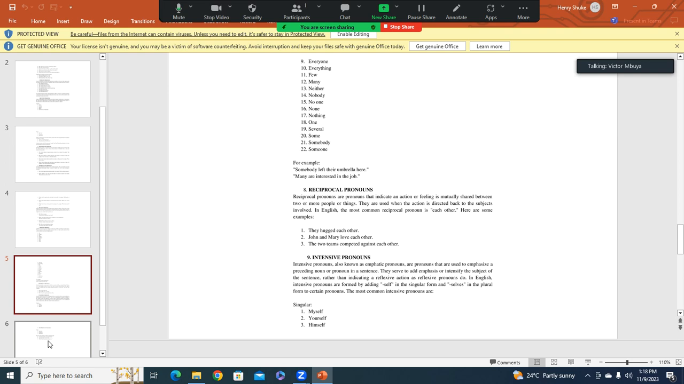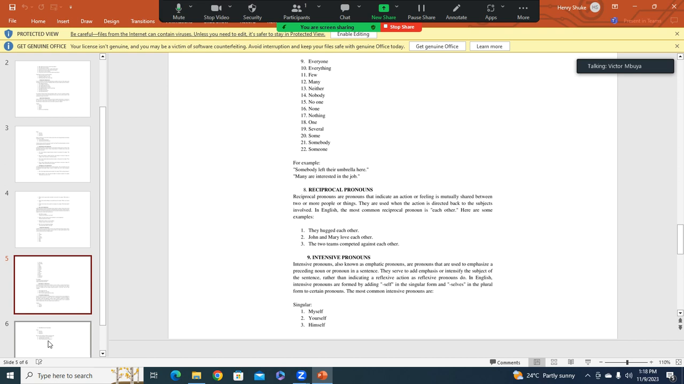Number 8, we have the reciprocal pronouns. So reciprocal pronouns are pronouns that indicate an action or feeling is mutually shared between two or more people or things. They are used when the action is directed back to the subject involved. In English, the most common reciprocal pronoun is each other.